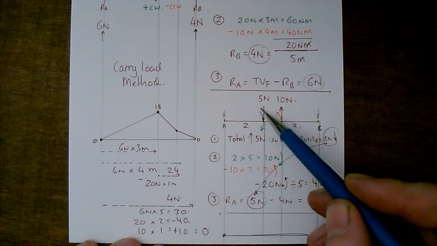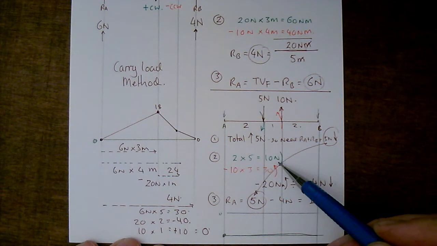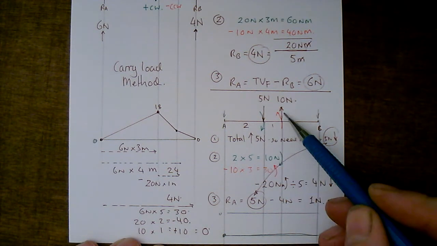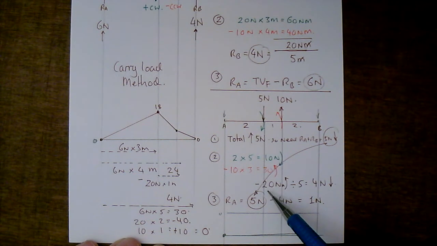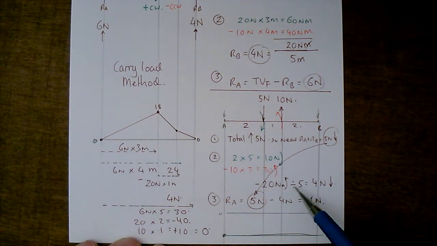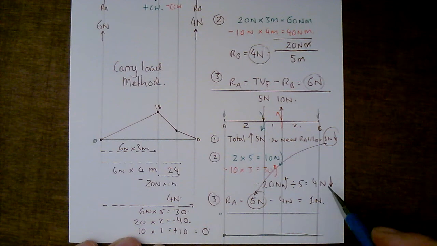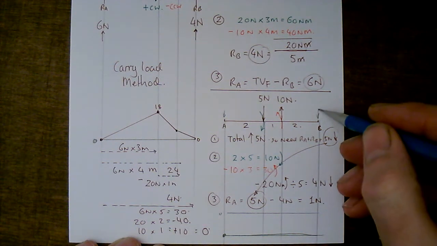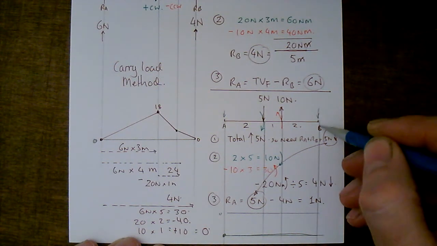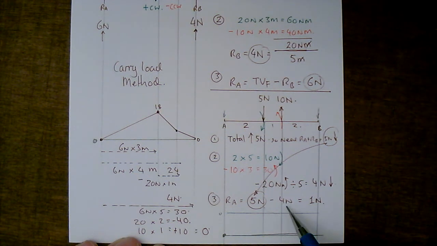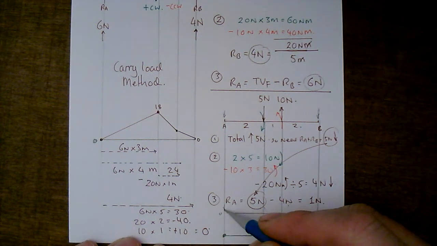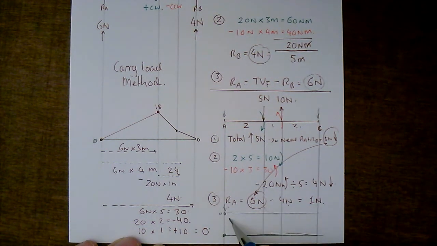Bending moments. 5 newtons times 2 meters is 10 newton meters. Take away the reaction, 10 newtons over 3 meters is 30, so we end up with a negative, minus 20 newton meters in that direction. Divide that by 5 meters. So the reaction at B is 4 newtons pushing downwards. Now the total force, 5 newtons downwards, so we've got 5 newtons, take away 4 newtons is equal to 1 newton. So the reaction at A is 1 newton in that direction. So we've got 1 times the 2 meters, 1 times 2 is 2.